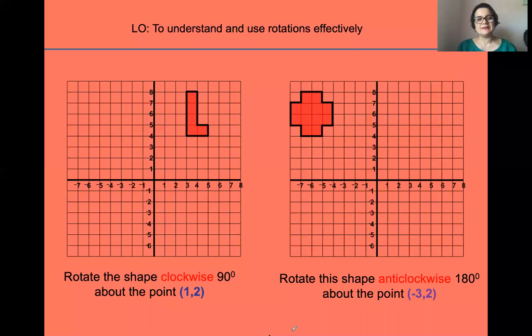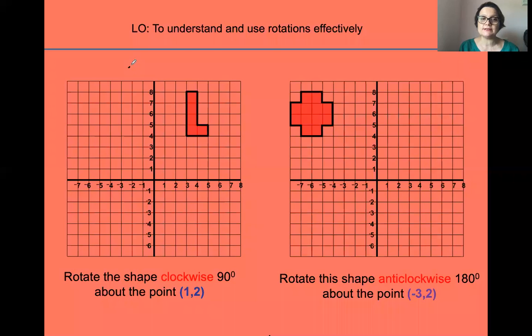Hello, everyone. Here we are going to look at some other exercises that will help you remember how to use rotations effectively in your classwork or even in your tests. So on the left-hand side, we have a picture here. We have a shape, a 2D shape. And the question says to rotate it clockwise 90 degrees about the point 1, 2.